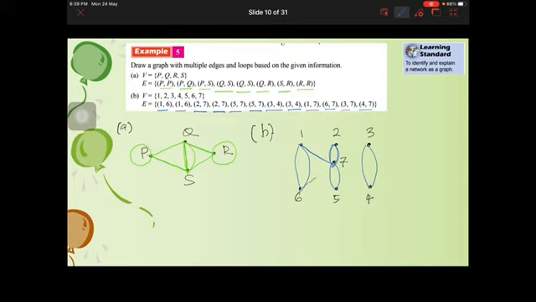Oh, it's a better diagram. Okay, I think it's better. So maybe sometimes when it involves multiple edges and loops, you need to draw more than once so that your graph will not be that complicated and will be better.